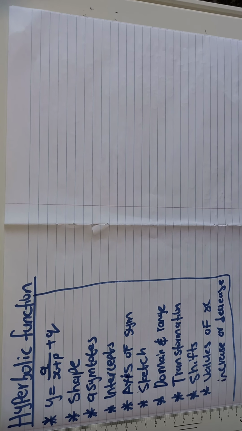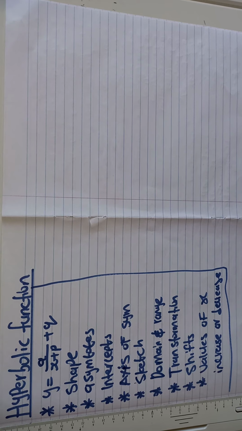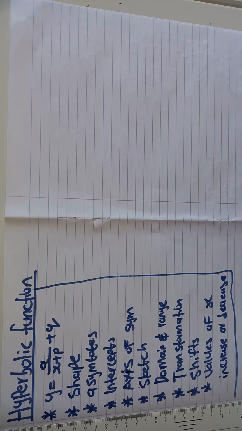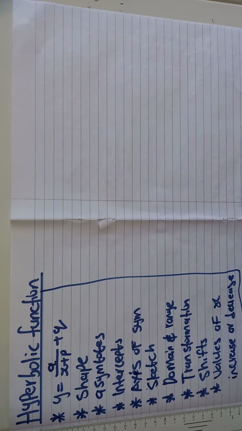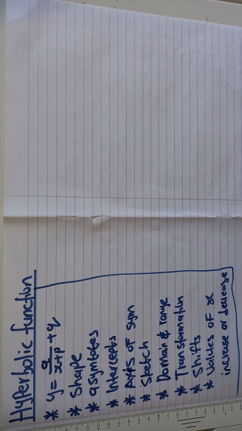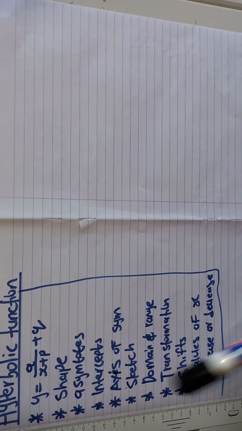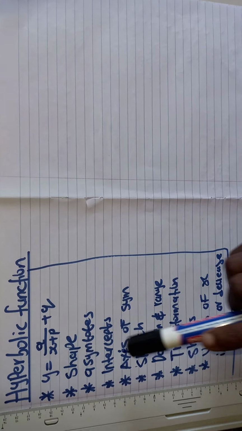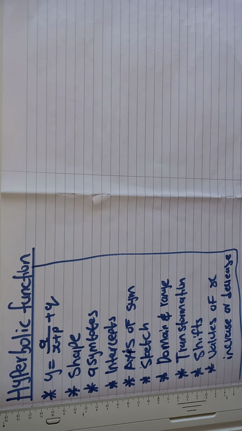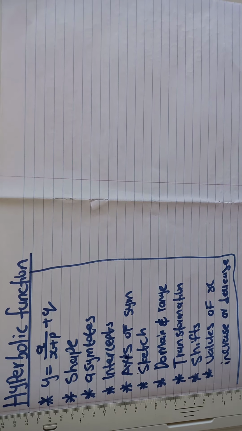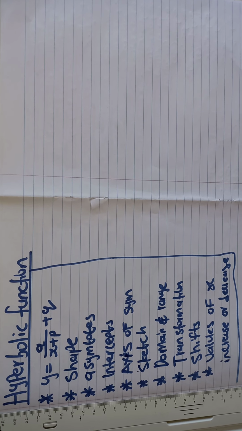Hello guys, hello. Today we're gonna deal with hyperbolic function. So for now we're gonna look at this equation of hyperbolic function. As you can see, we are given y equals a over (x plus p) plus q. That's our general equation. So for now we're gonna explain this formula.